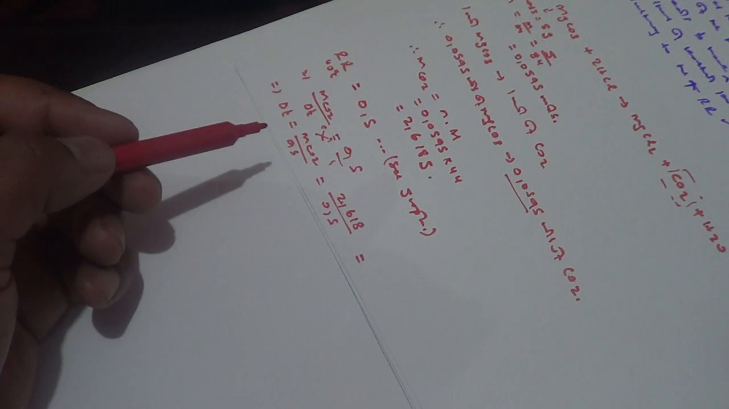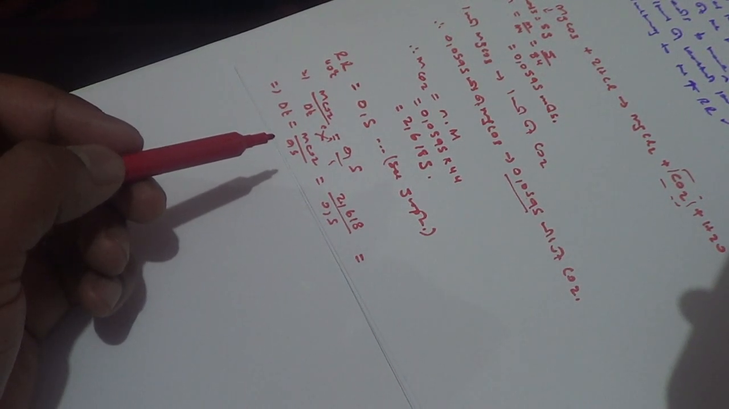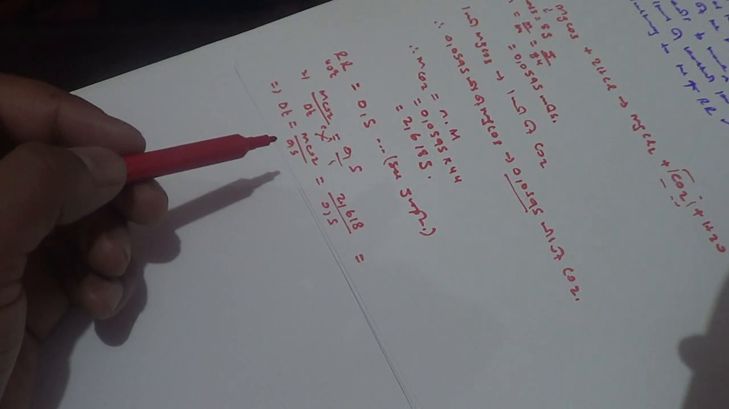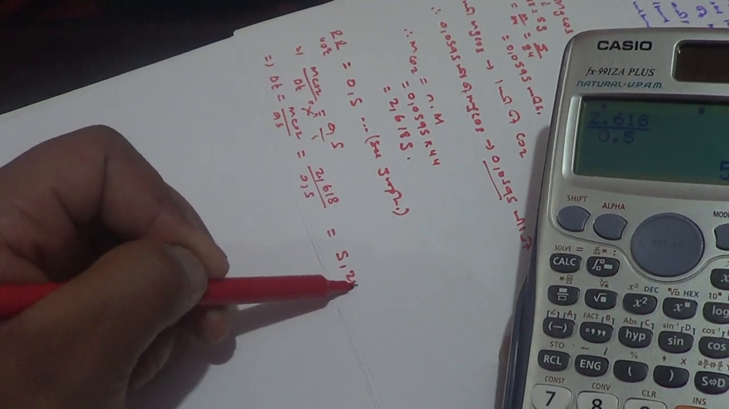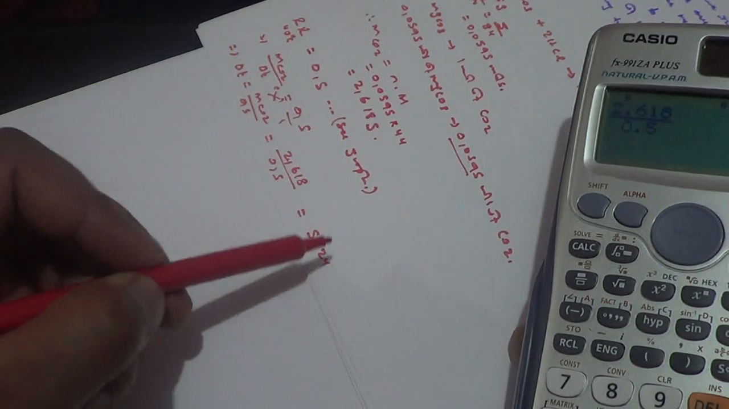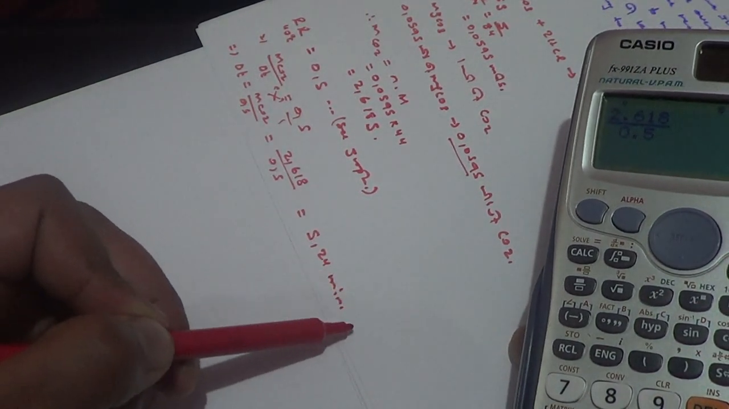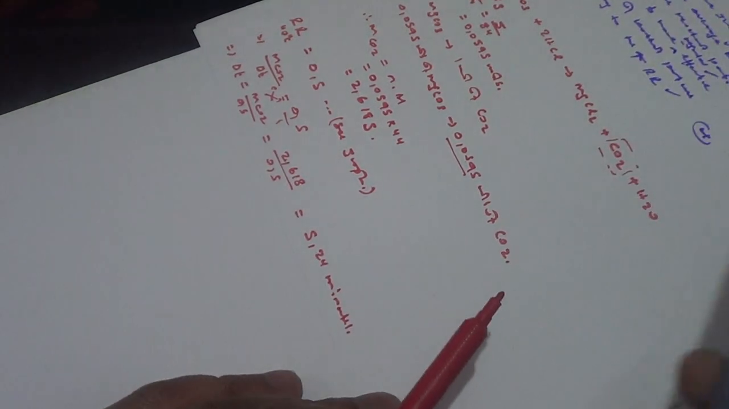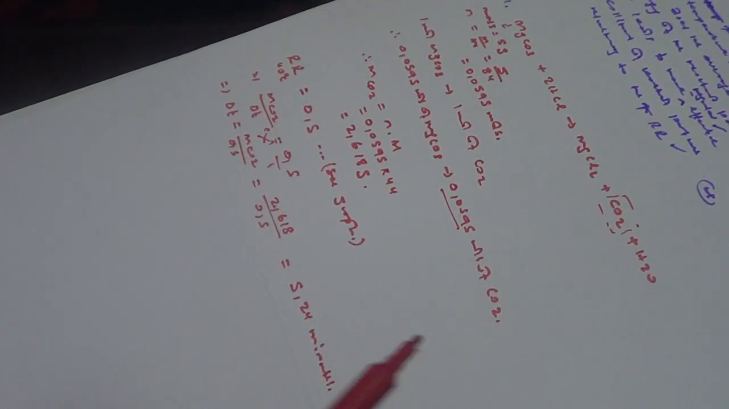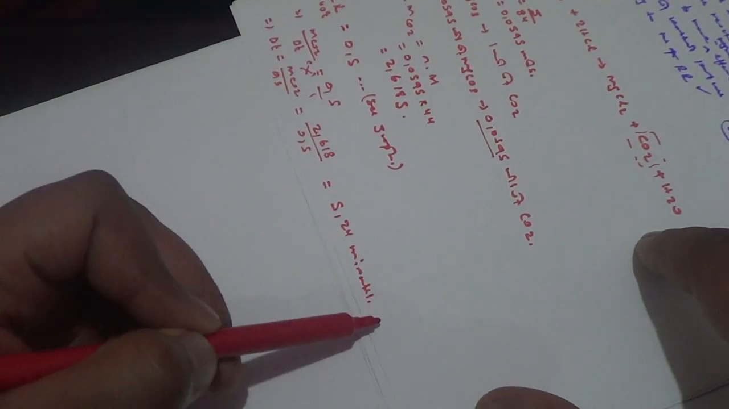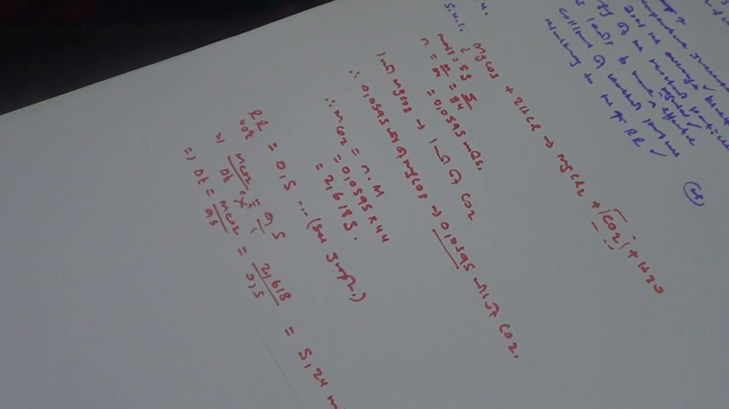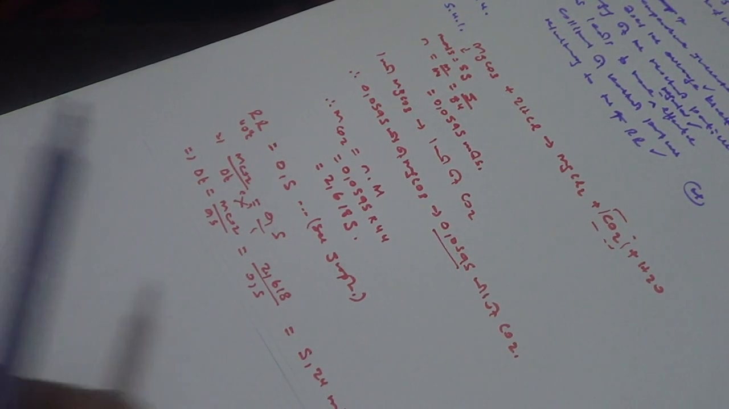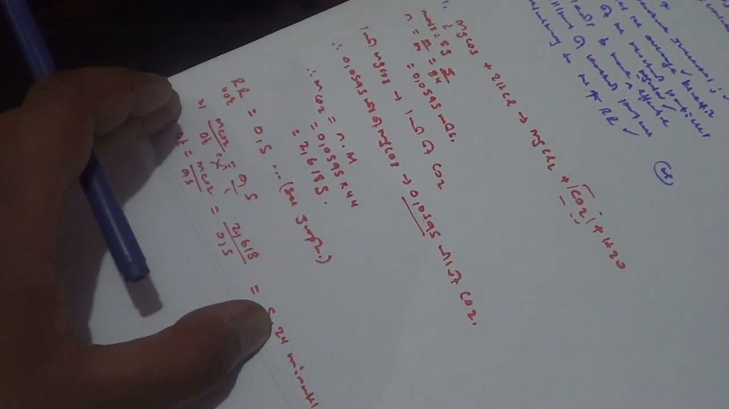2.618 divided by 0.5. It says we had 5.24 to two decimal places this time, 5.24 minutes, because this was per minute. Okay, so that is the answer. So you see it's a little bit of work, but if you understand what this is doing, then you can actually make out what you need to be doing.